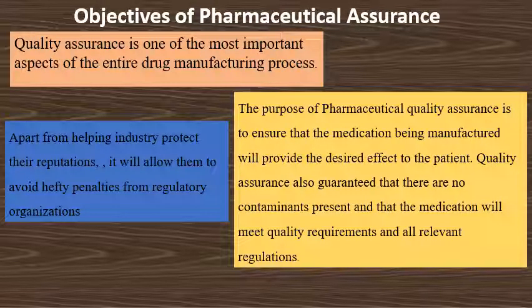The objective of pharmaceutical quality assurance. The quality assurance in pharmaceutical quality control encompasses a rigorous program of measures designed to ensure the complete quality and regulatory compliance of drugs, from contamination to adherence to established standards. Apart from helping the industry protect their reputations, quality assurance also ensures that they avoid hefty sanctions from regulatory organizations.